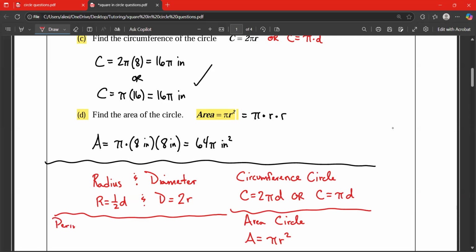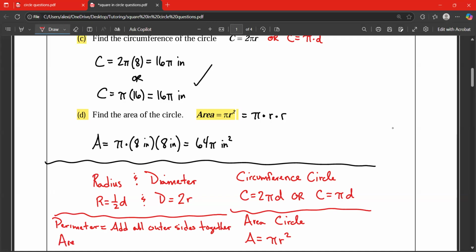So perimeter, I really don't need a formula. I just need a statement: add all outer, I should use outer, so I don't use the word side twice, add all outer sides together. And of course, there are formulas, but it's going to be the same as adding.